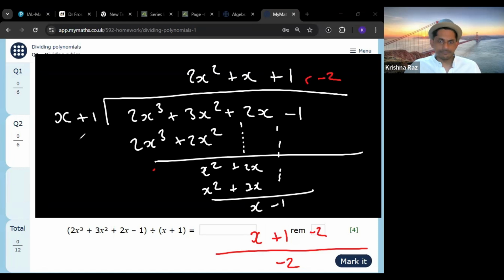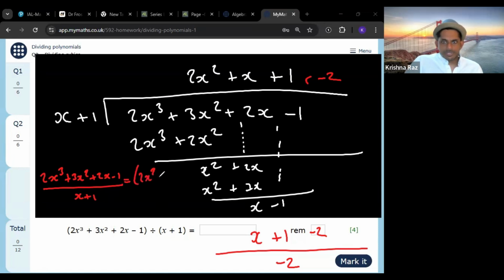Which means 2x cubed plus 3x squared plus 2x minus 1 divided by x plus 1 equals 2x squared plus x plus 1 minus 2 over x plus 1. And that's what the remainder means, yeah?